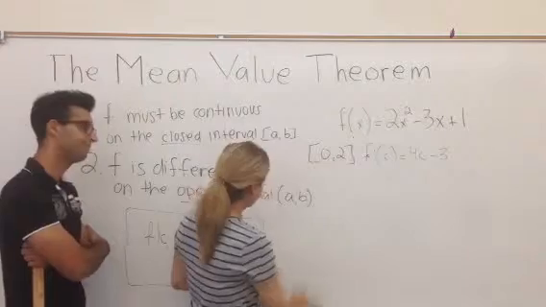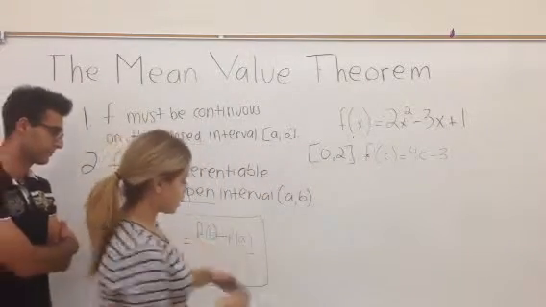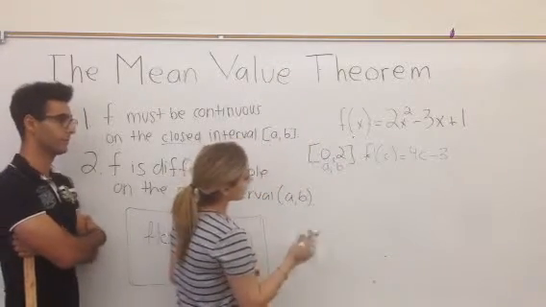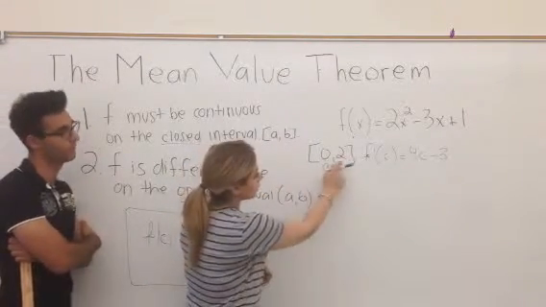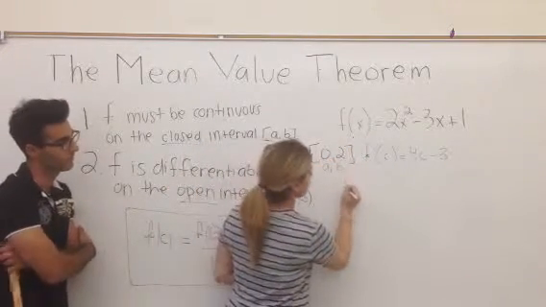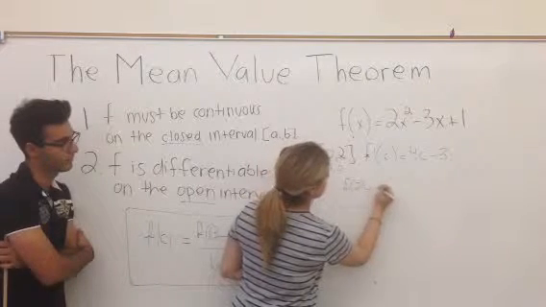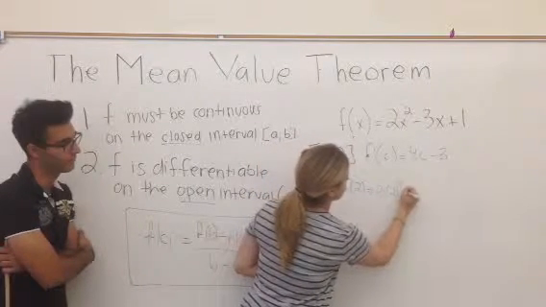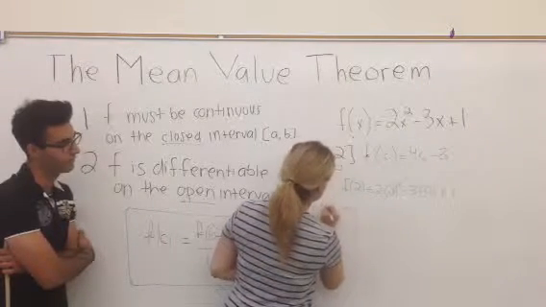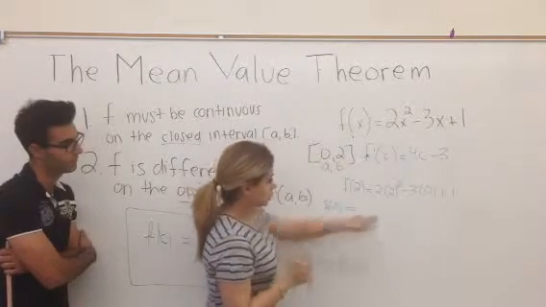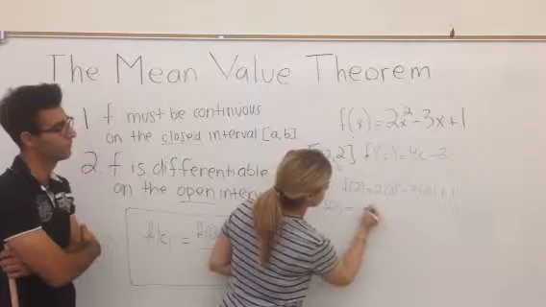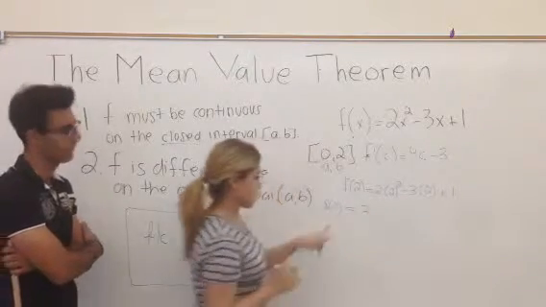So now we need our f of b and our f of a, because we have here our a and we have our b. So finding our f of b, we just take 2 and plug it into the original equation, which we get f of 2 is equal to 2 times 2 squared minus 3 times 2 plus 1. That gives f of 2 equal to 2 squared is 4, 4 times 2 is 8, minus 6 plus 1, that gives us 3. So we know our f of 2 is 3.